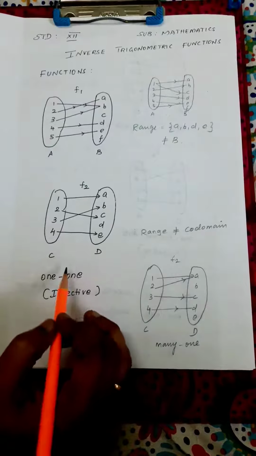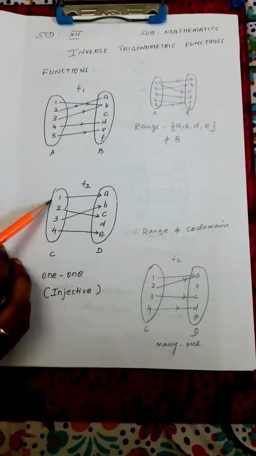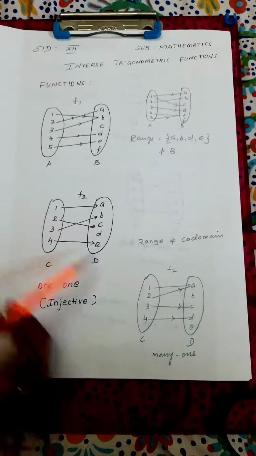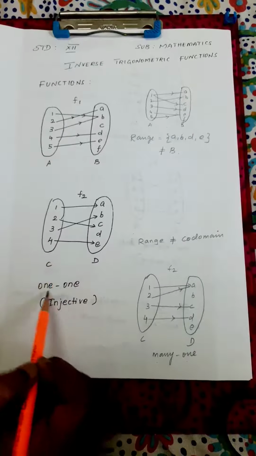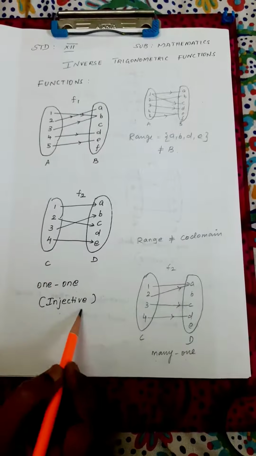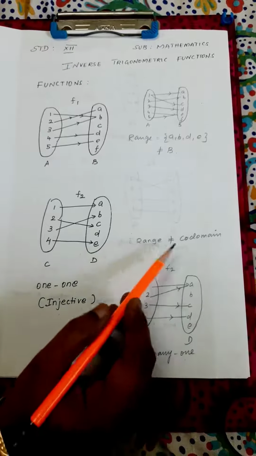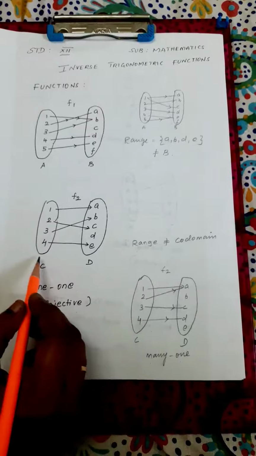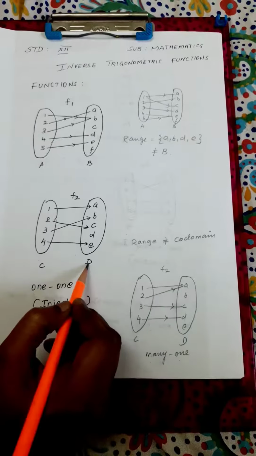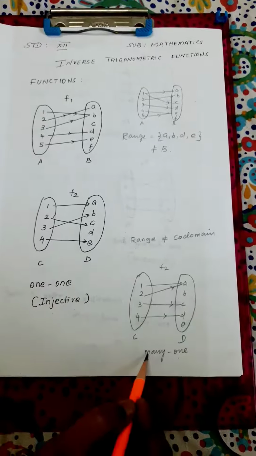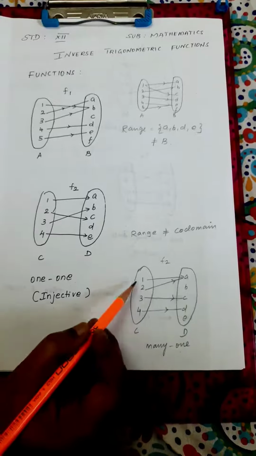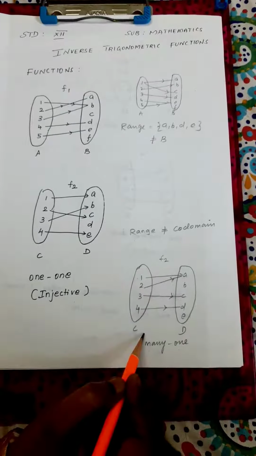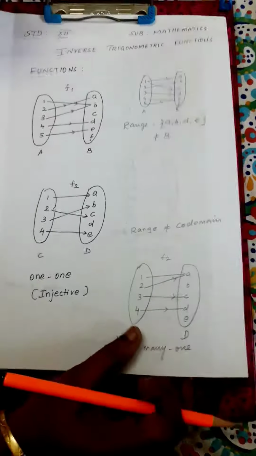Now see this one-to-one function. Each and every element in the domain has a unique image in the codomain. So this type of function is called one-to-one, otherwise it is called injective. Here also range is not equal to codomain. I hope you all know what is domain and codomain. Here C is domain and D is codomain. Now see this one, it is a many-one function since 1 and 2 have the same image A. So this type of function is called many-one function.